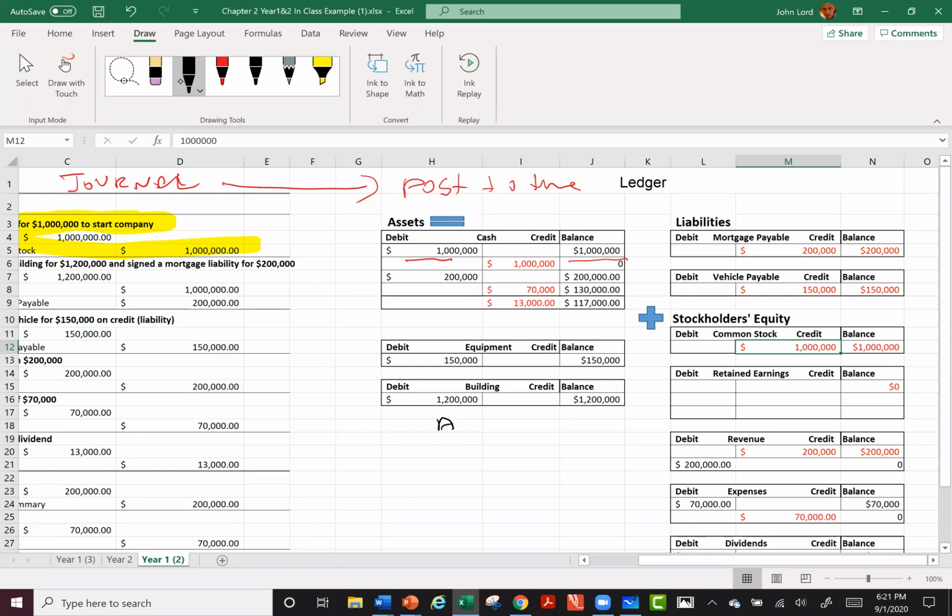So I go ahead and I look, and don't write this down, guys. Do I have any assets? At this point, I have what? Cash of $1 million.